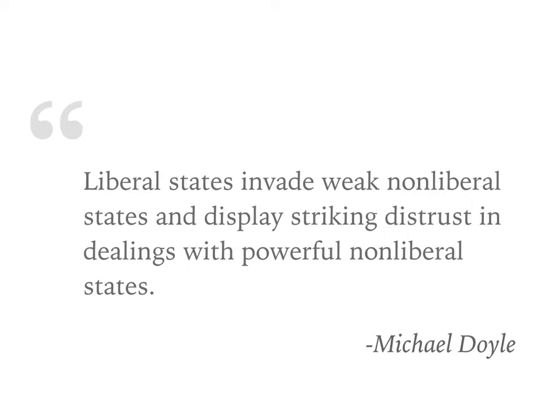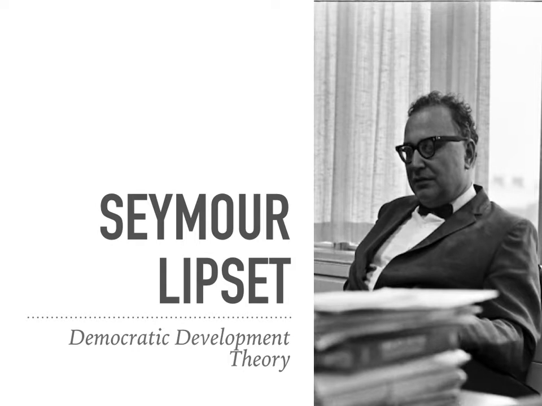But ultimately, the big takeaway out of democratic peace theory is that democracies don't go to war with each other. And in order to have global peace, it would be better for everyone if there were more democracies in the world. So, how do you develop a democracy? Nice segue. Seymour Lipset, again, talks about democratic development theory.